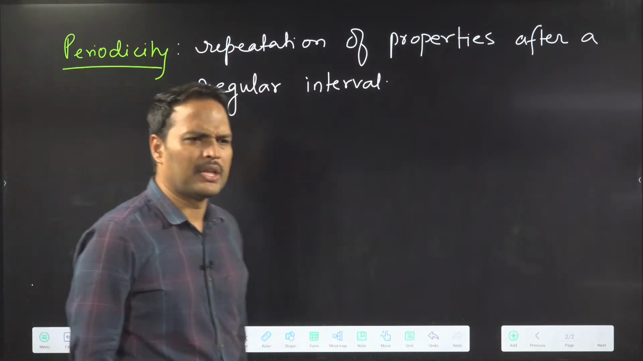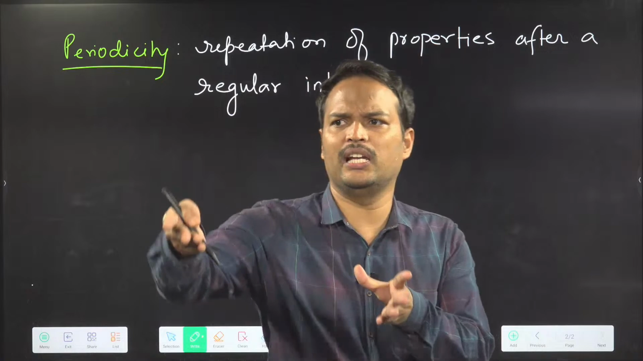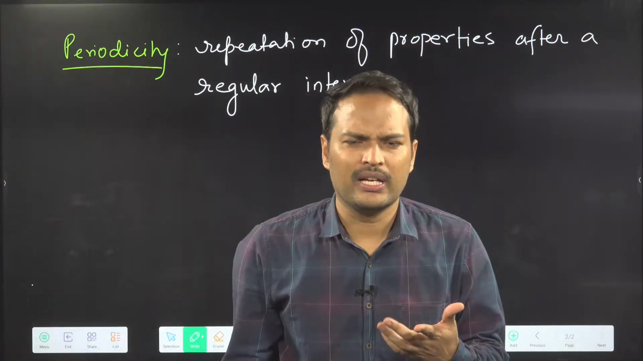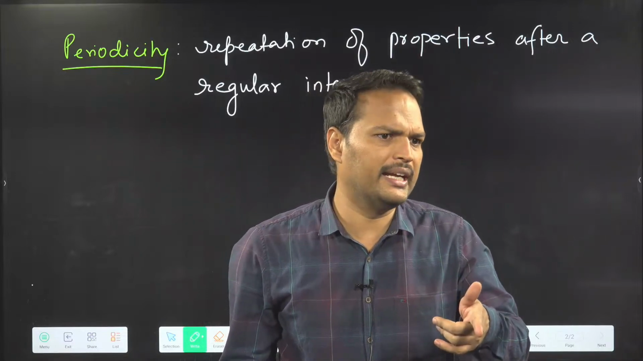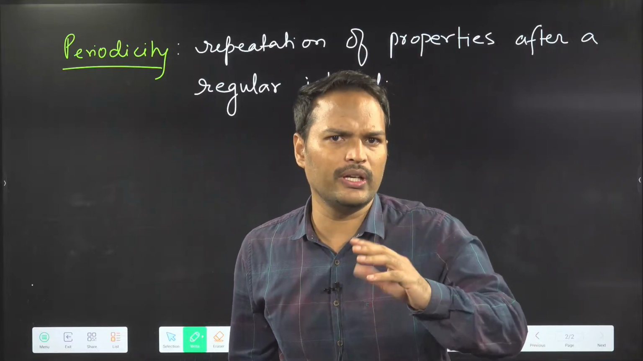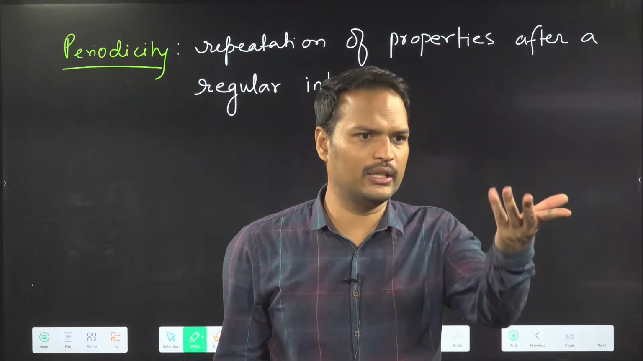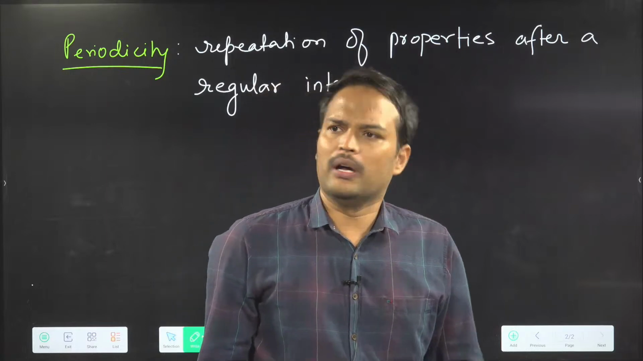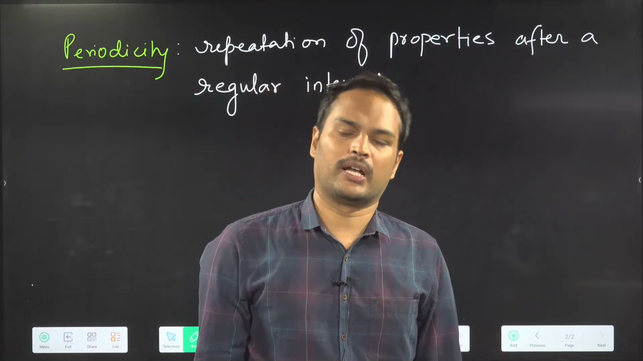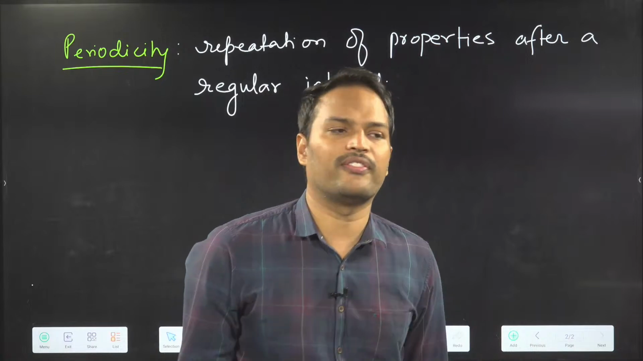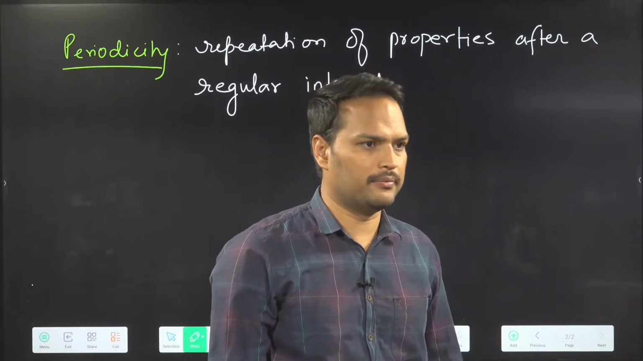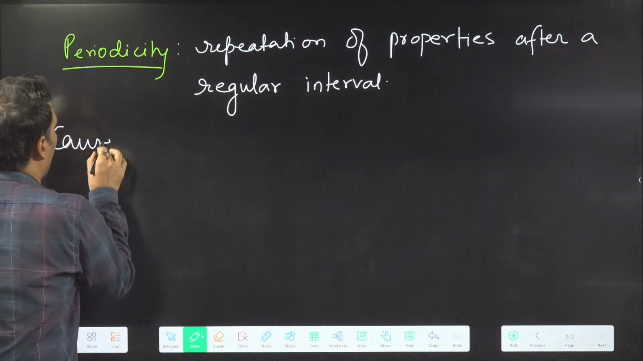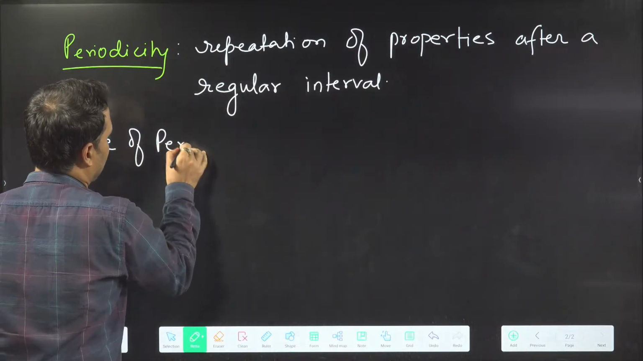Newland also said, "Arey, every eighth element is a repetition." ठीक ना? Lothar Meyer corrected it a bit. He said कि not every time at eighth. That repeating unit is changing. हाँ, you can say 2, 8, 8. I will come to those magic numbers also. Mendeleev also said repetition is there. Correct. But what is the cause of repetition? This was not told by anyone. This is told here.